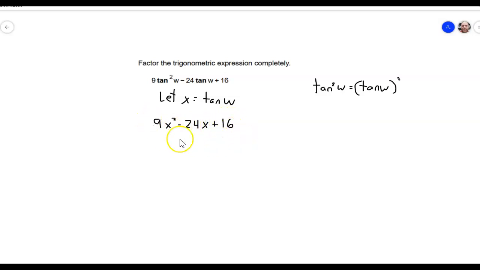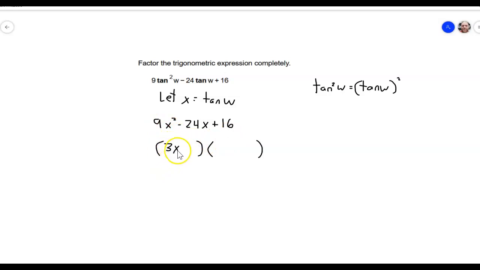And now what we need to do is factor this. And hopefully you've learned some good techniques in order to factor this. So I'm going to go ahead and see what we can do. I'm going to first start with 3 and 3. This looks like it might be a binomial squared.